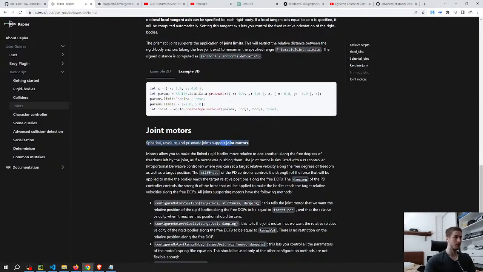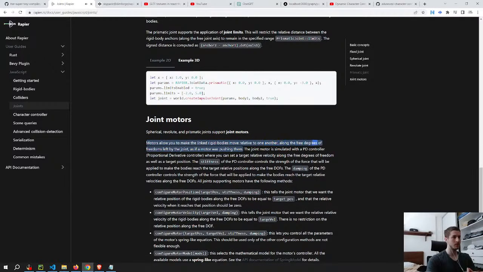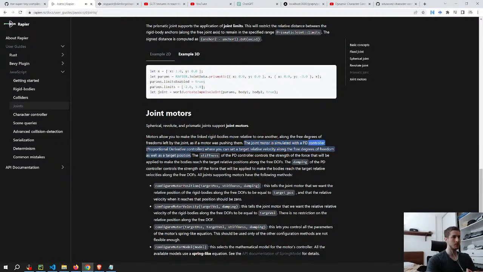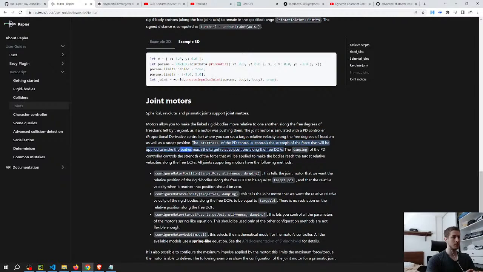Spherical, revolute, and prismatic joints support joint motors. Motors allow you to make the linked rigid bodies move relative to one another along the free degrees of freedom left by the joint, as if a motor was pushing them. The joint motor is simulated with a PD controller, a proportional-derivative controller, where you can set a target relative velocity along the free degrees of freedom as well as a target position. The stiffness of the PD controller controls the strength of the force that will be applied to make the bodies reach the target relative positions along the free DOF.